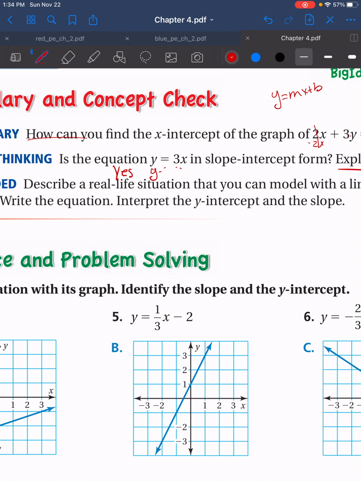It's y equals 3x plus b. b is 0. I would just say slope-intercept is 0, or my intercept is 0. Slope would be 3/1. Okay? Easy.